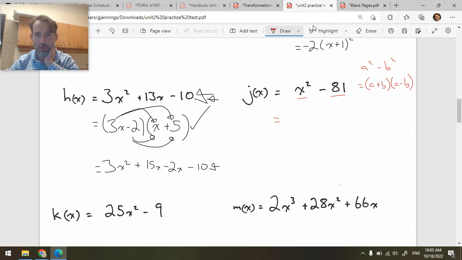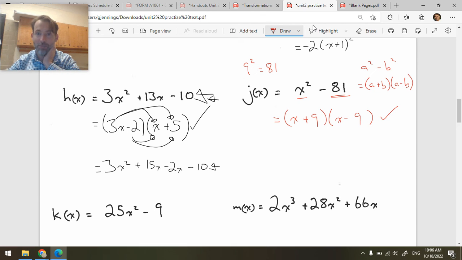So let's take a look at what we do. We take the square root of x squared, which is x, put it in the front of the brackets, have a plus and a minus. Doesn't matter where they are, just one's plus, one's minus. And the square root of 81 is 9. 9 squared equals 81, right? So x plus 9, x minus 9. Done. It's just that easy.